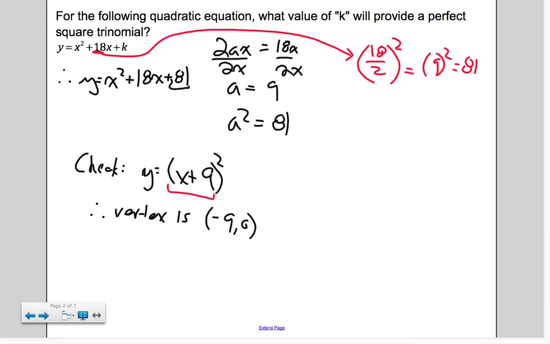So we have a perfect square trinomial, right? We could factor this easily. That was all last unit. So we recognize that this is a perfect square trinomial. Take the square root of this, take the square root of that, keep the sign, and we'll have a square. And now we can find the vertex.